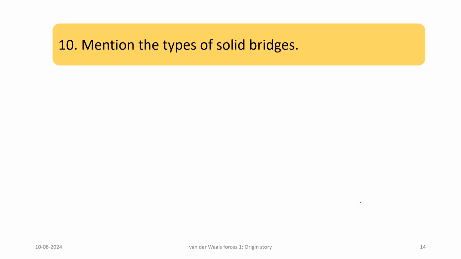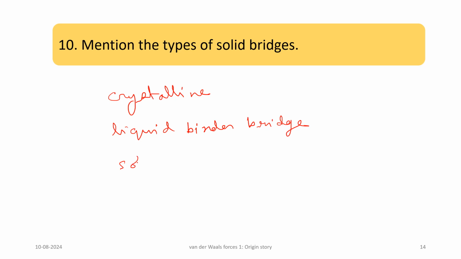Next, mention the types of solid bridges. First one is the crystalline bridge, then liquid binder bridge, and then solid binder bridge.